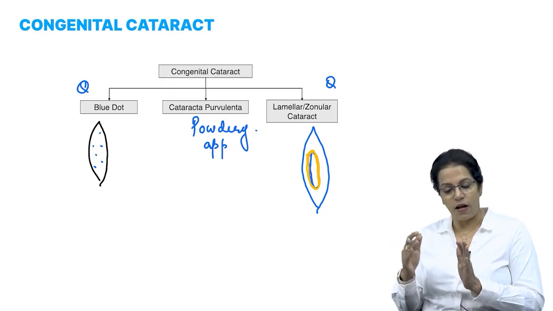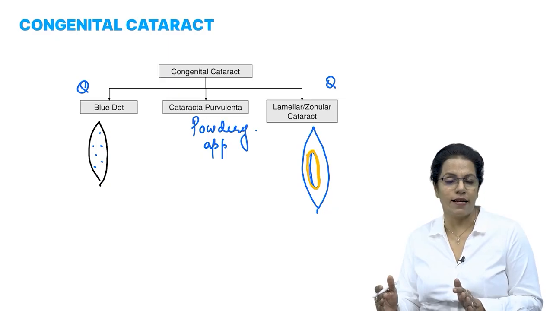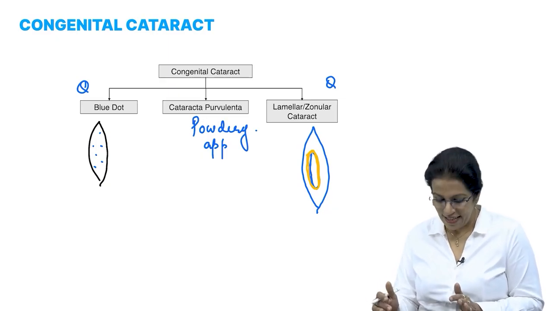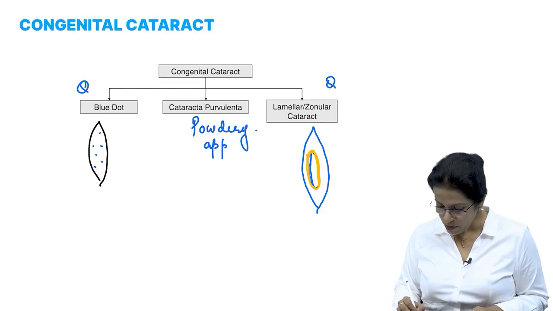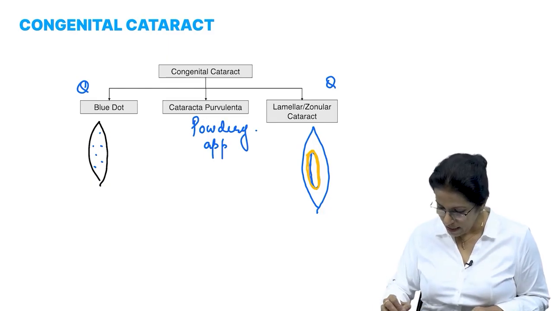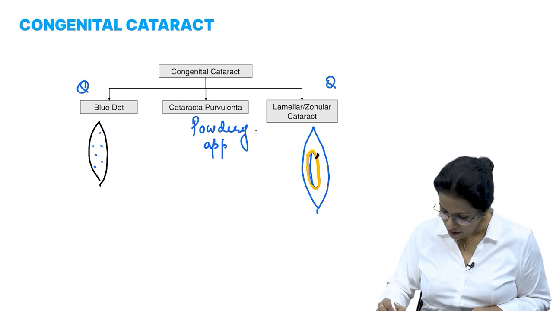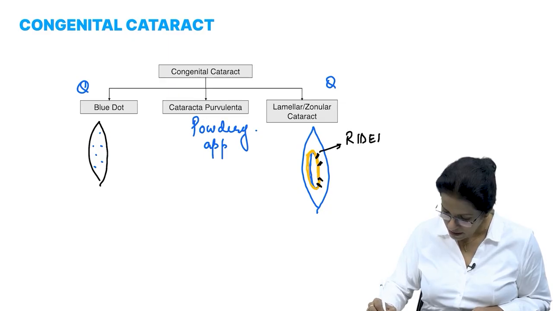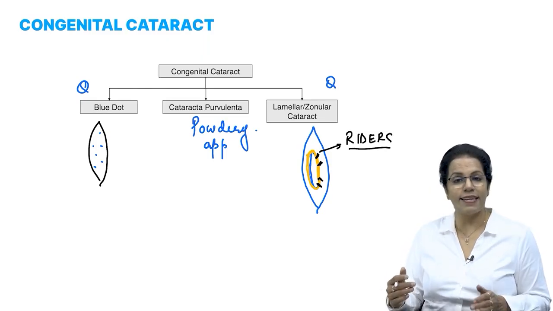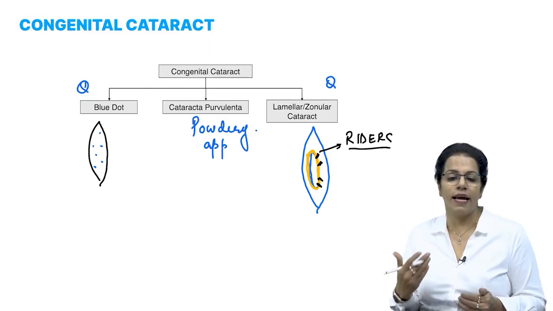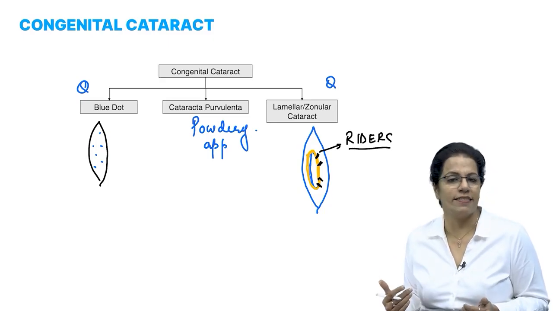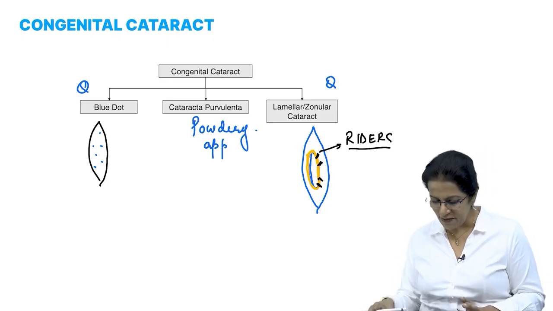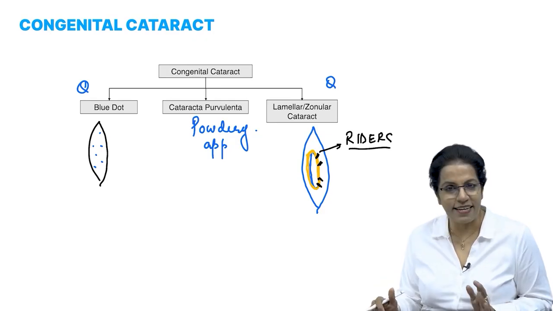We'll also learn that in addition to this cataractous lamellae, we see some small spoke-like opacities on it, and this is what we call riders. Okay, these small additional spoke-like opacities are called riders. They are just additional opacities on the cataractous lamellae, nothing else. Okay, let's first have a look at the other types of congenital cataract.